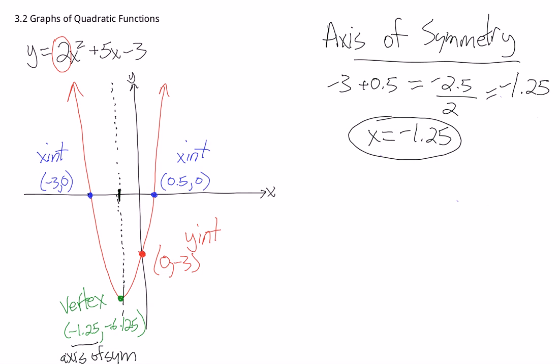The other key feature of a graph that we have to be aware of is the domain. For any graph, the domain is always all the possible x values. Because our graph is a U-shape that goes on and on forever upwards, every possible x value will be on that graph. So it doesn't matter where I trace it.